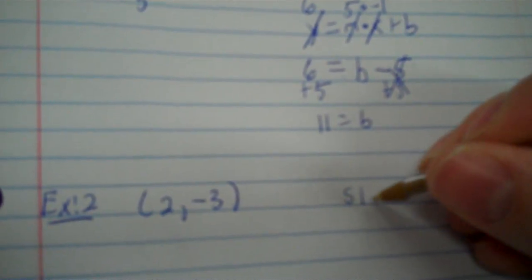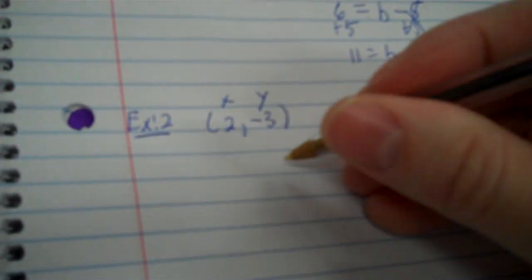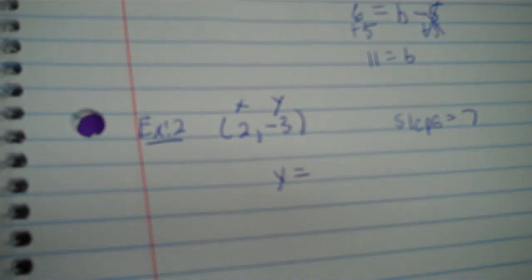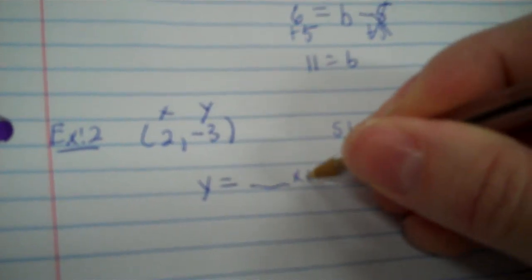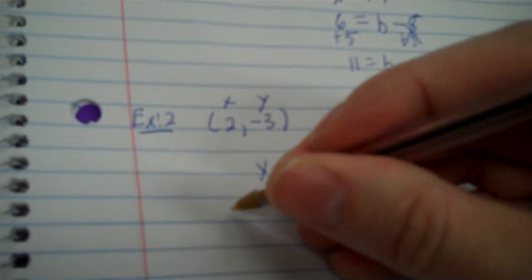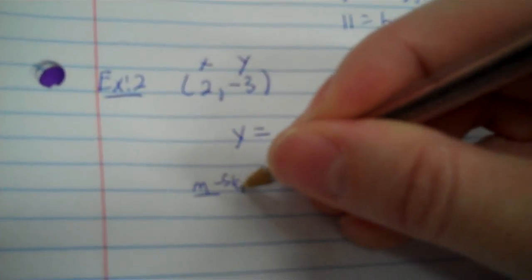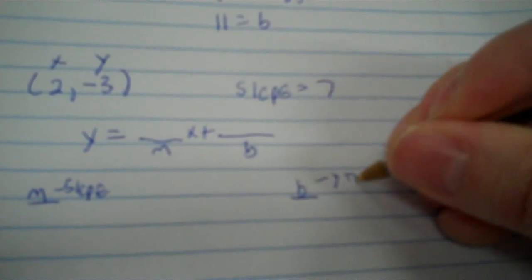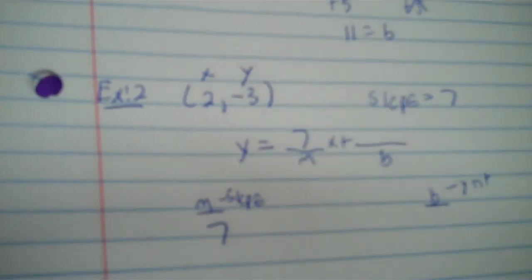Example 2. We have 2, negative 3. We're doing the same thing on these next 3 problems. Slope equals 7. Put xy over that. That's what that means. It means in the equation that if x is 2, y has to equal negative 3 in the equation. Okay, m is my slope, and b is my y-intercept. Now my slope, again, they tell me is 7. Okay, so I put a 7 there.